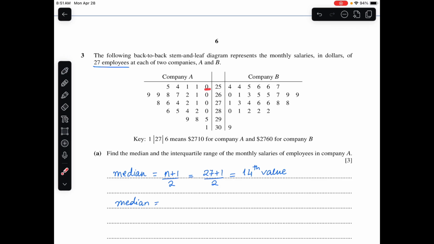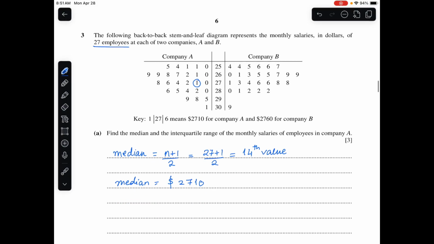So you start from here: 1, 2, 3, 4, 5, 6, 7, 8, 9, 10, 11, 12, 13, 14. So the median is going to be 2,710. That's going to be your median. Now the median divides the data into two equal halves.